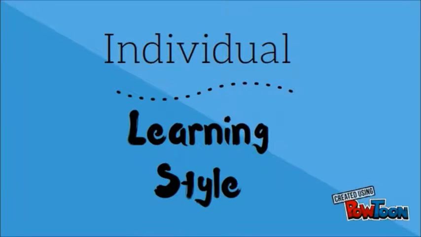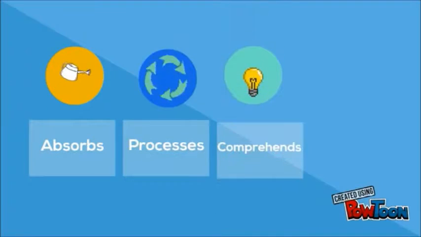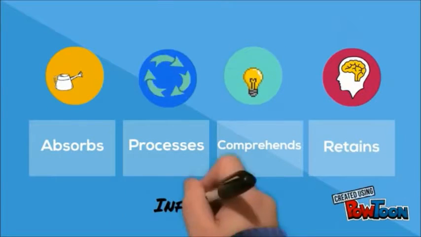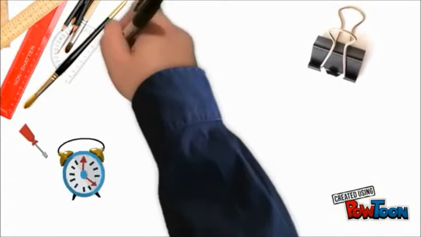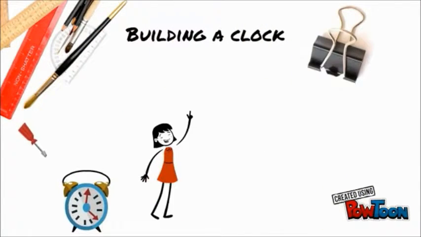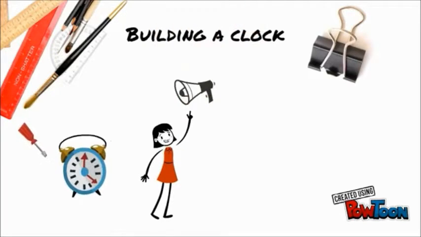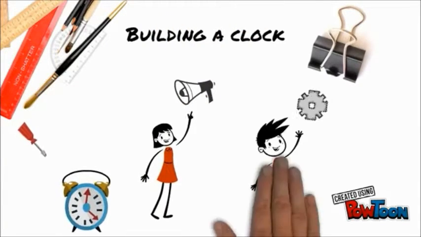An individual learning style refers to the way in which a student absorbs, processes, comprehends, and retains information. For example, when learning how to build a clock, some students understand the process by following verbal instructions, while others have to physically manipulate the clock themselves.